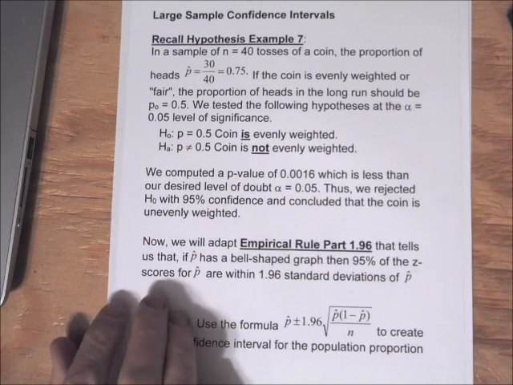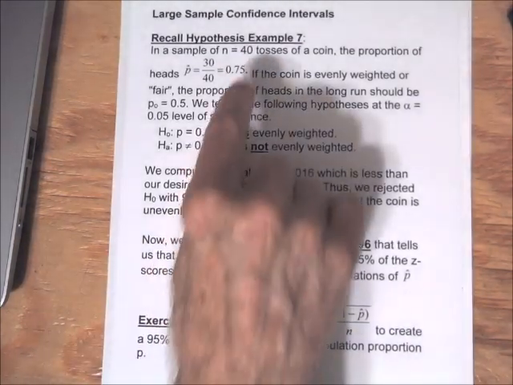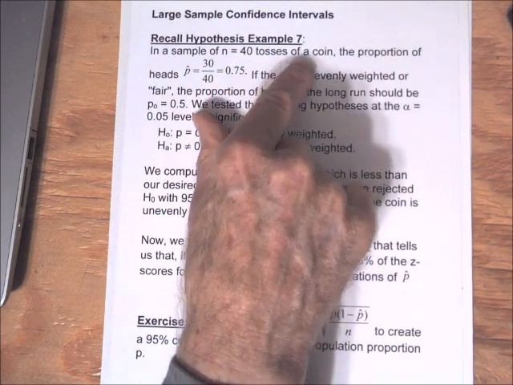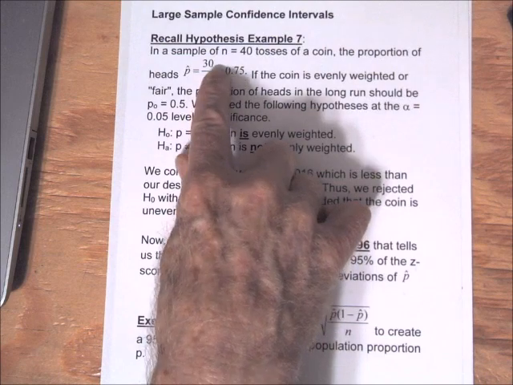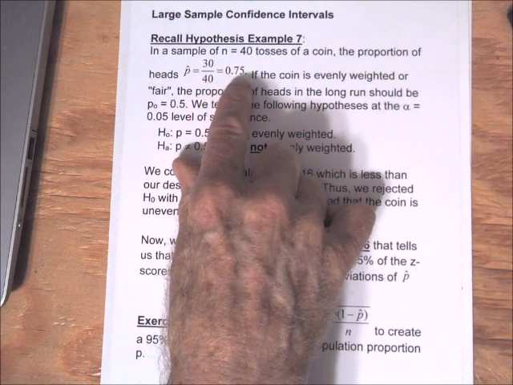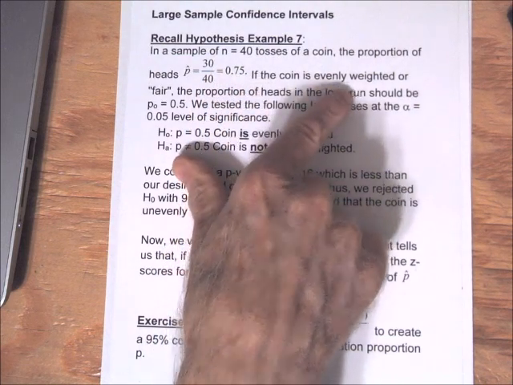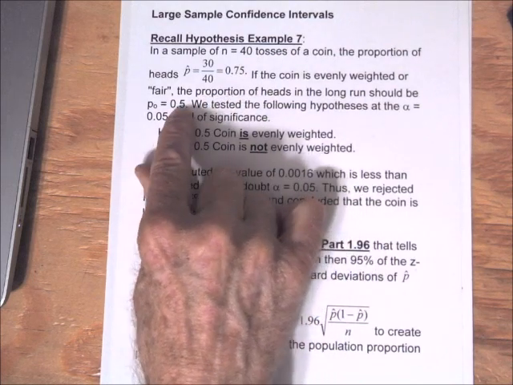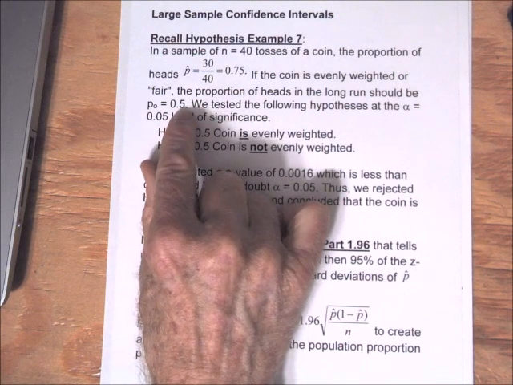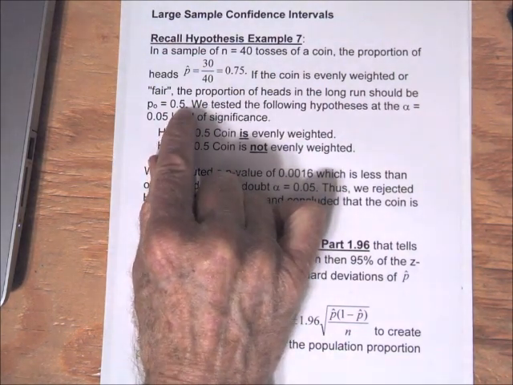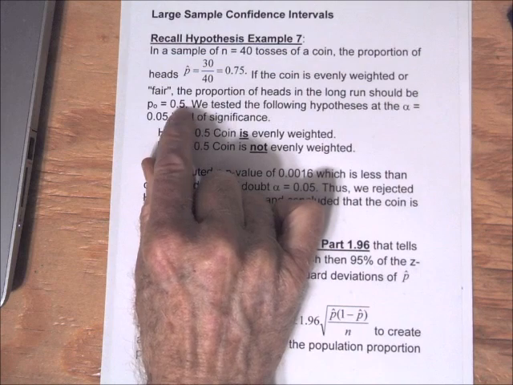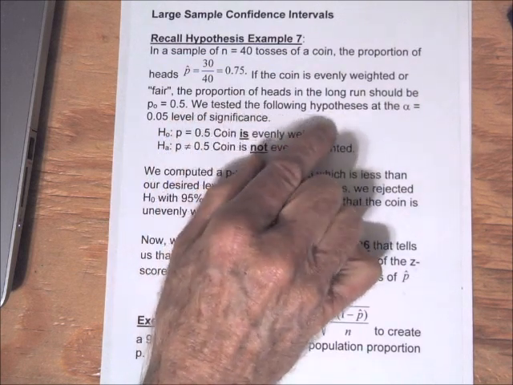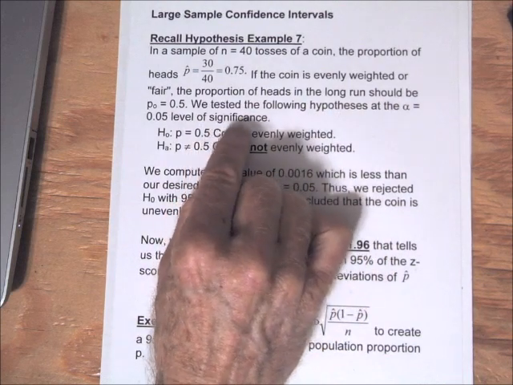Large sample confidence intervals. Recall hypothesis example 7. In a sample of n equals 40 tosses of a coin, the proportion of heads, p hat, was 30 out of 40, or 0.75. If the coin is evenly weighted, or fair, the proportion of heads in the long run should be 0.5. There's a 50% chance of heads, 50% chance of tails, so if it's evenly weighted, heads and tails should turn up equally often. We tested the following hypothesis at the alpha equals 0.05 level of significance.